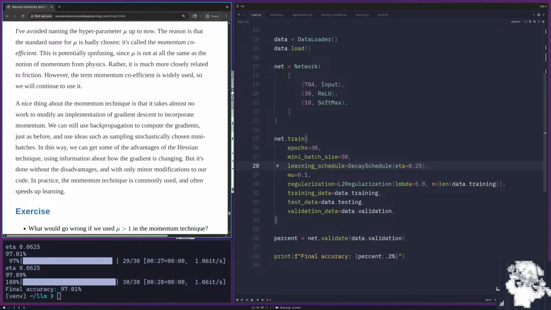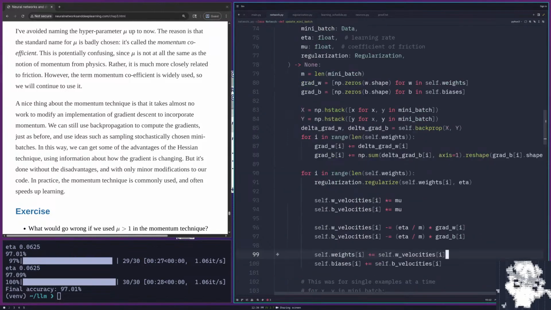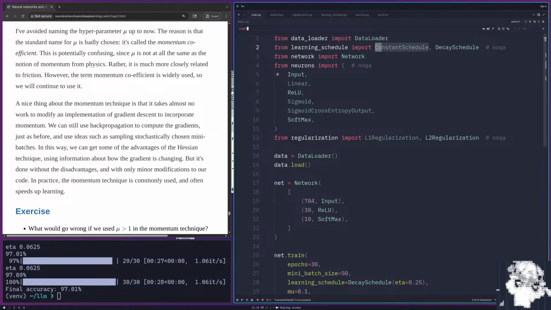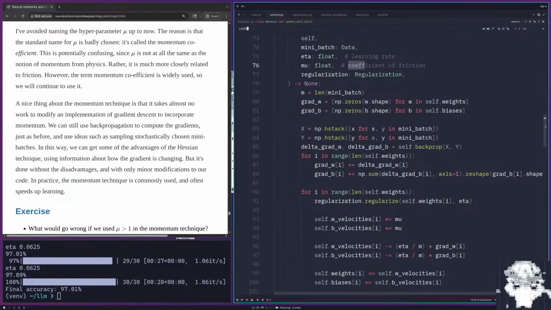I've avoided naming the hyperparameter mu up to now. The reason is that the standard name for mu is badly chosen. It's called the momentum coefficient. This is potentially confusing since mu is not at all the same as the notion of momentum from physics. Rather, it is much more closely related to friction. However, the term momentum coefficient is widely used, so we will continue to use it. Okay, why don't I change my comment to say momentum coefficient. Where did I write that? Momentum coefficient makes more sense because it's the opposite of friction.